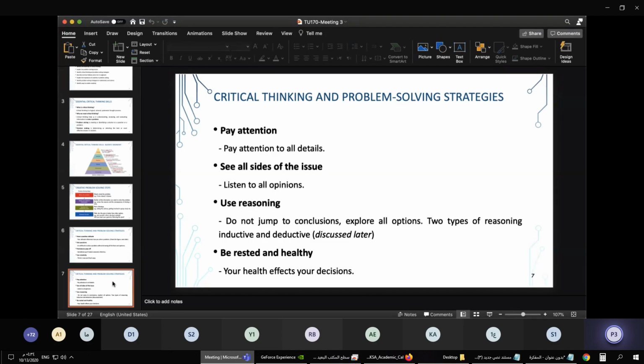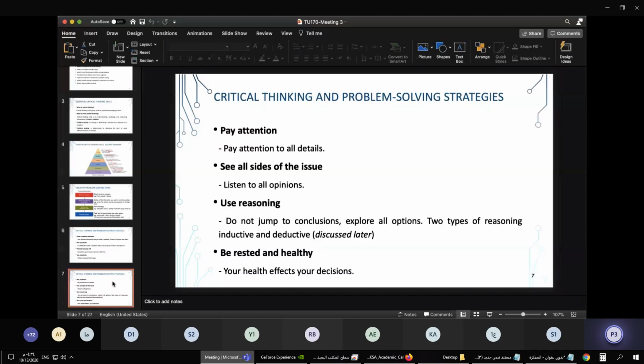Also see all sides of the issue, listen to all opinions. You might have to ask for more than one suggested solution. Use reasoning, do not jump to conclusions. Never just say the conclusion. You have to follow the steps of solving a problem in an effective way. Explore all options. There are 2 types of reasoning, inductive and deductive. We will discuss them later.